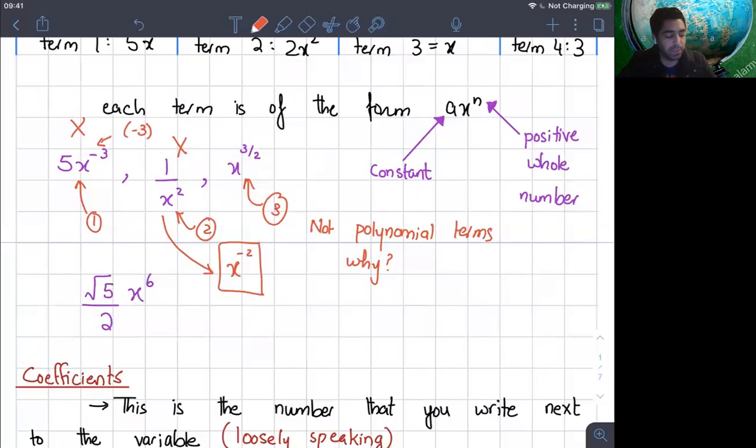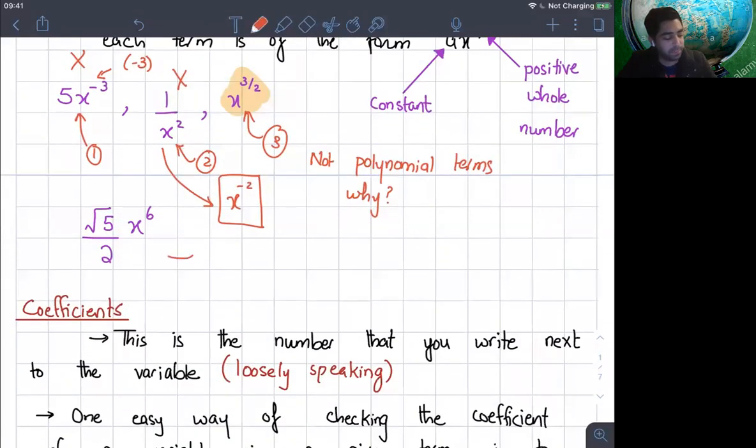If you look at the third one right here, well, is that a whole number? It clearly isn't. 3 over 2 is basically 1.5, which is not a whole number. So that also is not a polynomial term. Well, what do you think about this one?